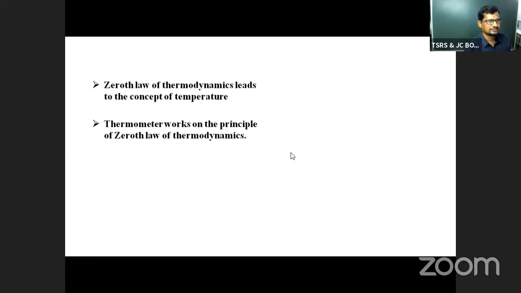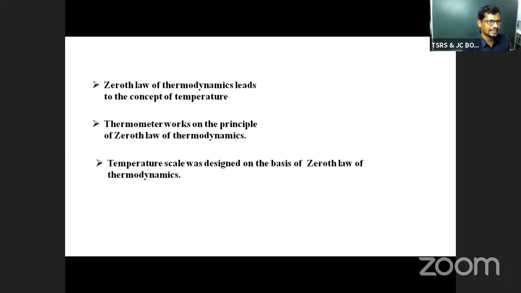Thermometers work on the principle of the zeroth law of thermodynamics. Temperature scales were designed on the basis of the zeroth law of thermodynamics. Temperature scales means the Fahrenheit scale and the Celsius scale. So these scales were designed on the basis of the zeroth law of thermodynamics.